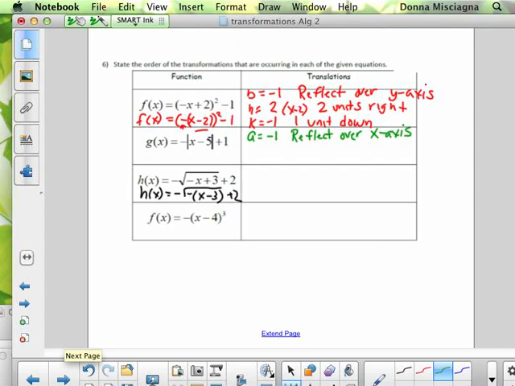The negative 5 there, that means h is 5, right? Because it's x minus 5. Whoops. That means we're going to shift 5 units right. And the 1 at the end there, it's a positive. So we'll move 1 unit up.